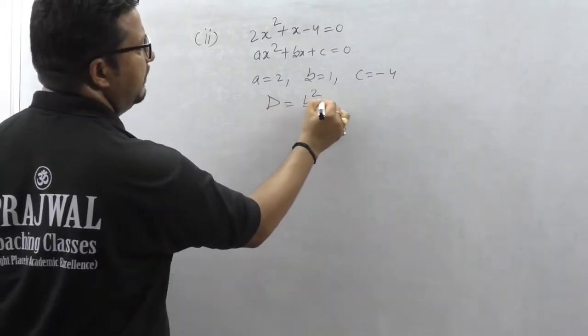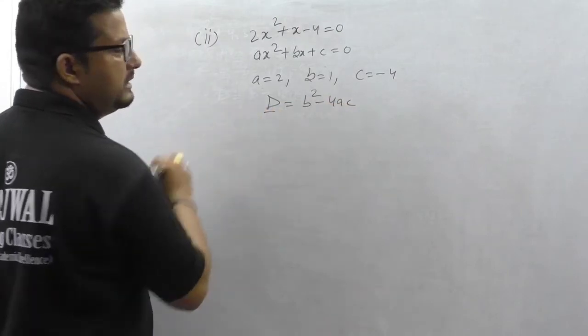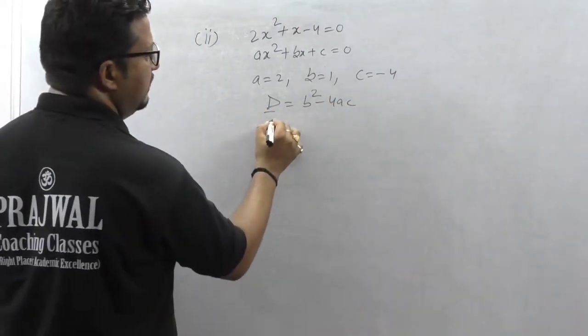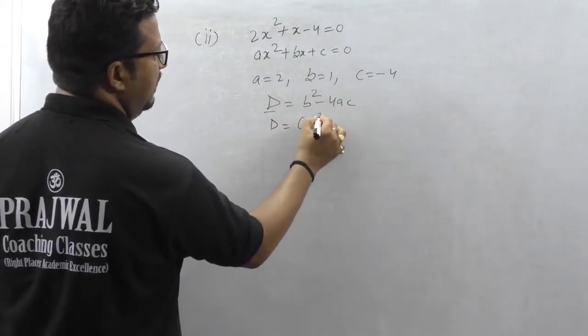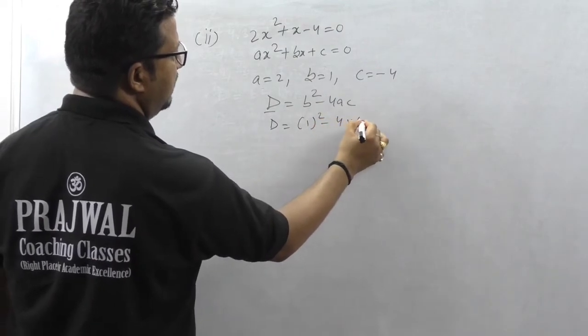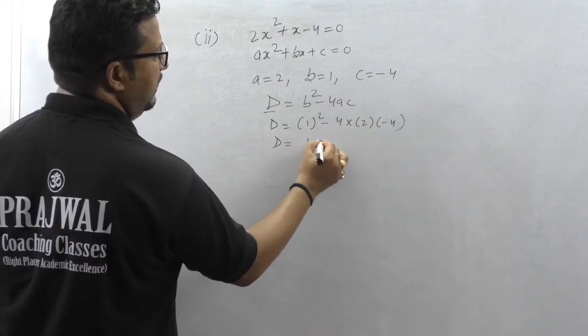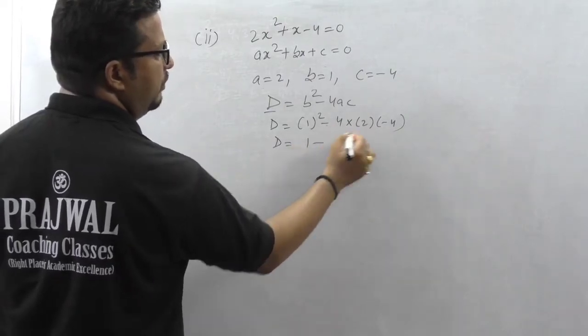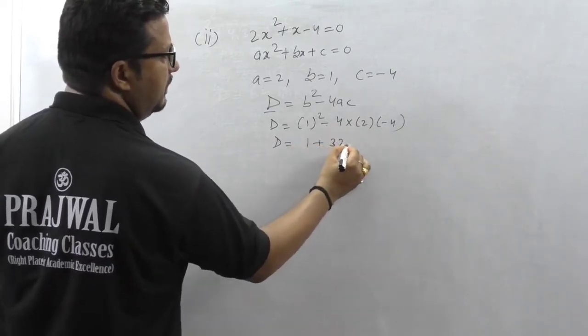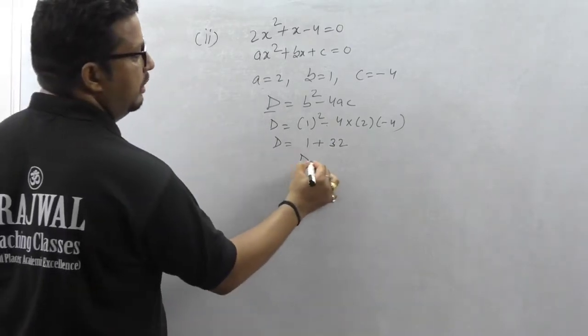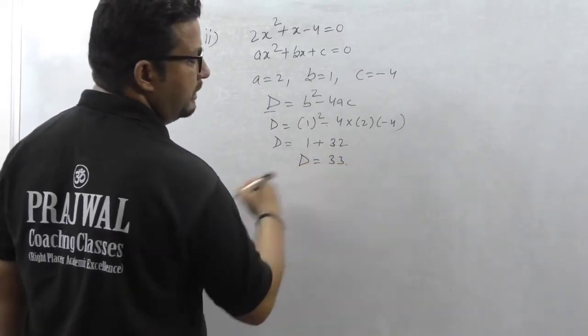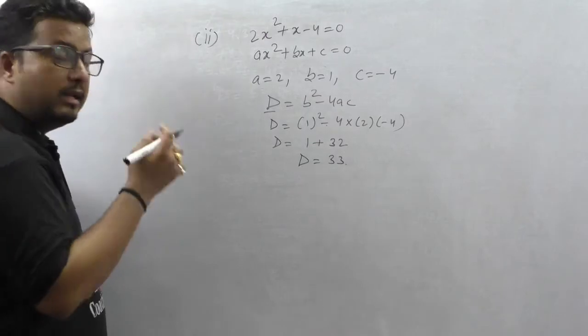So D formula is b square minus 4ac. D stands for discriminant. All right, so D is equal to b value 1 square minus 4ac, a is 2 and c is what? Minus 4. So here you get 1, minus will be plus, 4 into 2 is 8, 8 into 4 is 32, so 1 plus 32. So you get the D value is how much? 33. So you know D is greater than 0. It's a guarantee the equation has real roots.